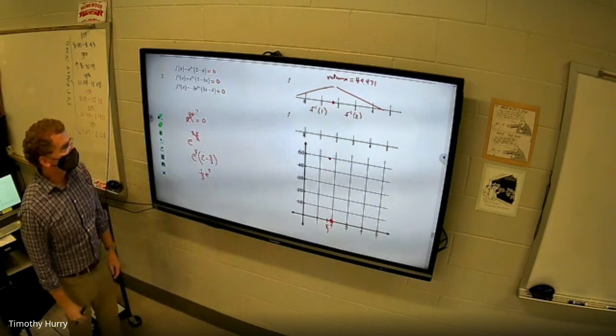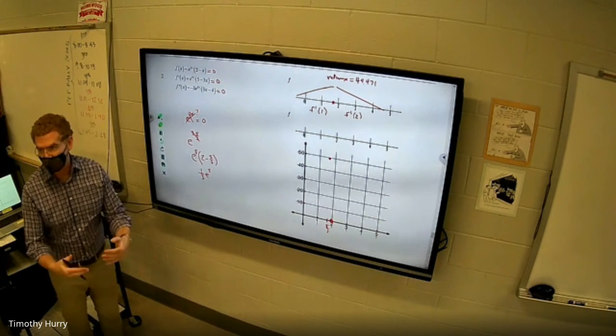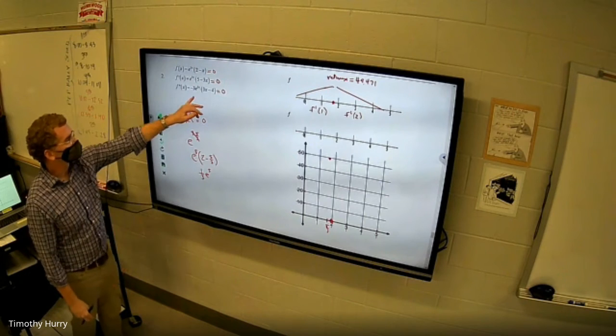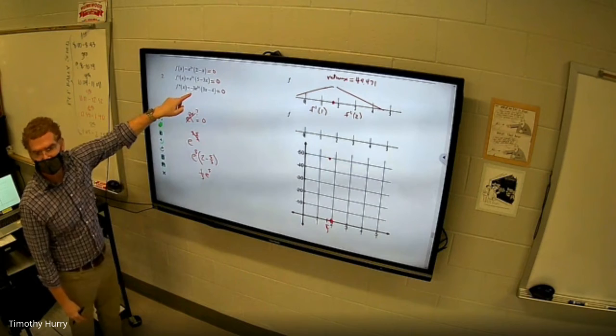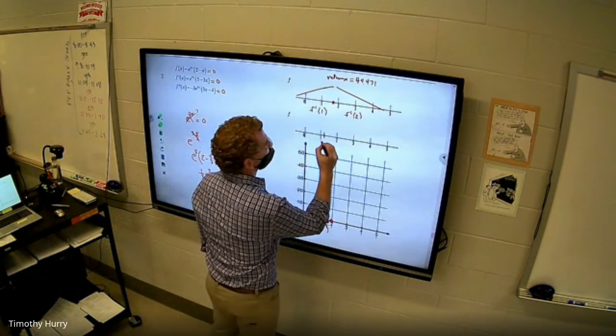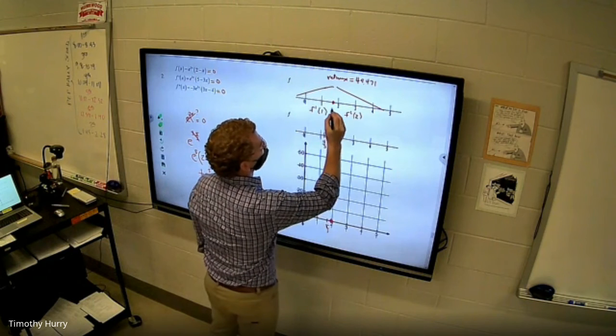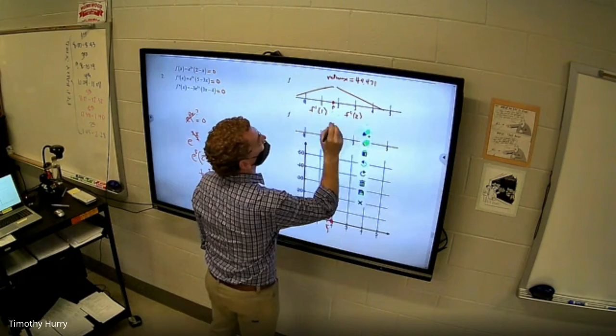And then for the second derivative, where does the second derivative have a possible inflection point? At 4/3, because again, this can't be 0. So at 4/3, so 4/3 is like 1 1/3. So I marked that 4/3, just like right here. I could have marked that 5/3.